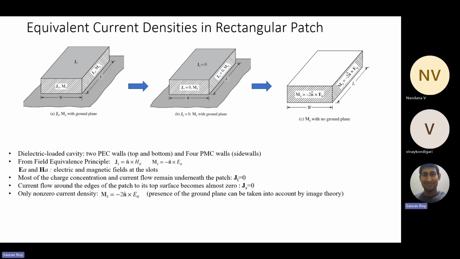So now with the PMC walls, you see in the picture in the middle there is no current. Js equals zero, only Ms is there. So now you see how we are getting to Love's principle. In the initial problem you can consider Js and Ms. But in our patch antenna, actually, Js is zero. Only Ms is there in the side walls. So that is how, in the third picture, we get the equivalent problem of M equals 2 n cross E1. If we take it as a boundary, then this boundary adds up.